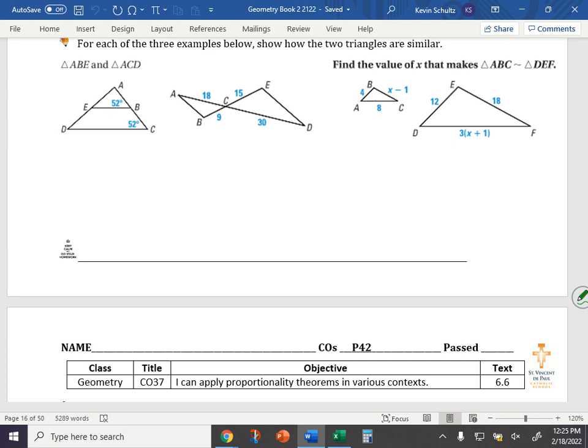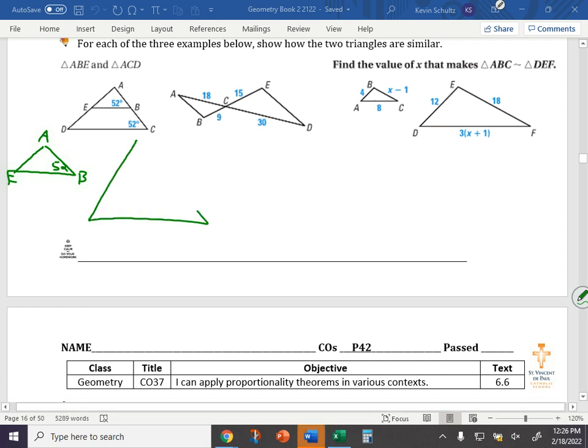If it helps you, split them apart. Here's our top triangle, triangle A, B, E. We know this is 52. And then here's our larger triangle, A, D, C, and this is 52 down here. But how can we say that those two triangles are similar?